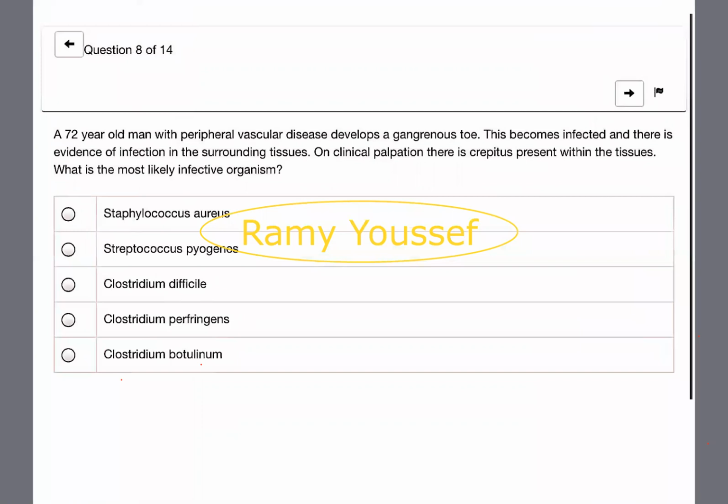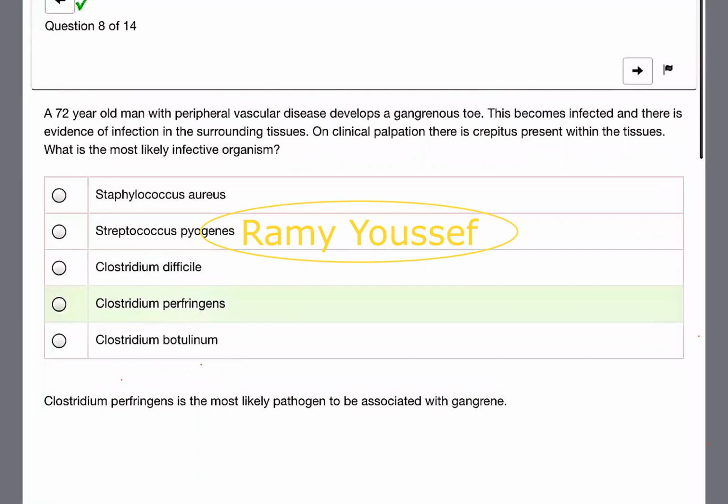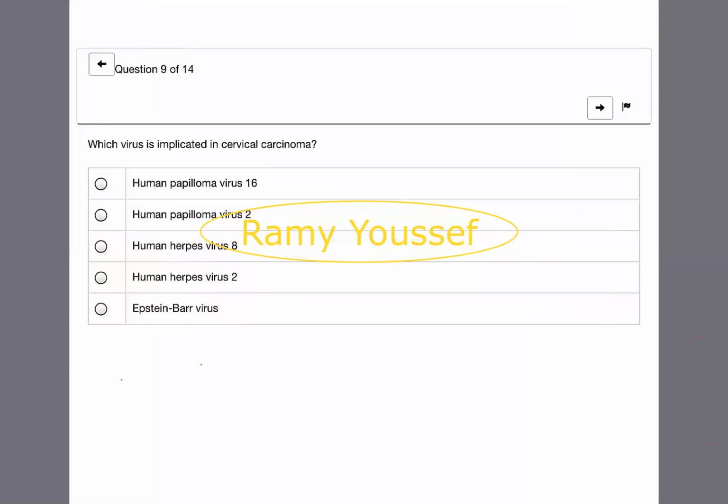Next question. A 72-year-old man with peripheral vascular disease develops a gangrenous toe. This becomes infected and there is evidence of infection in the surrounding tissues. On clinical palpation, there is crepitus present within the tissues. What is the most likely infective organism? Clostridium perfringens. Exactly. This is gas gangrene, and Clostridium perfringens is the most common organism that causes this problem. Next question.